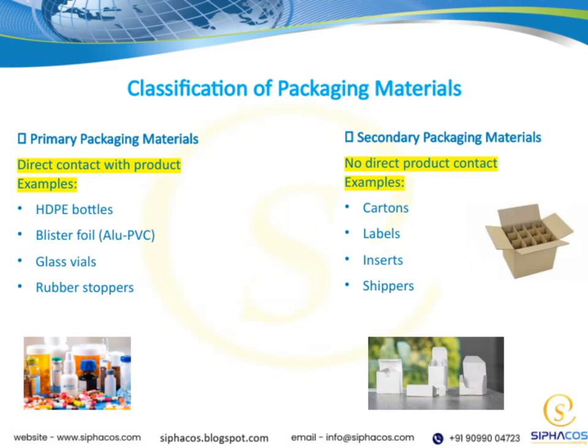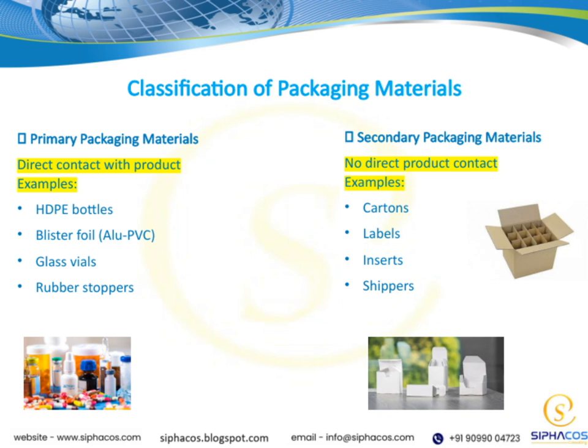Let's take a closer look at the classification of packaging materials. First, we have secondary packaging materials. These are the packaging components that do not come into direct contact with the product itself. Their main role is to provide protection during transportation and storage, and also to support branding and information. Examples include cartons, labels, inserts, and shippers. These help ensure the product arrives intact and are crucial for logistical purposes.